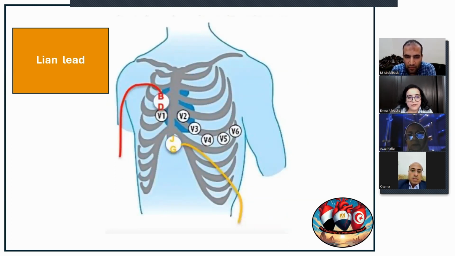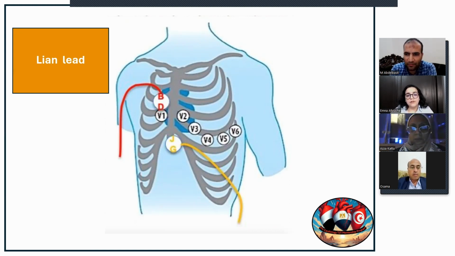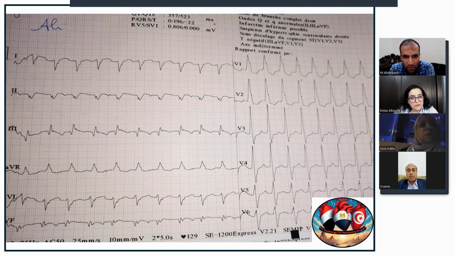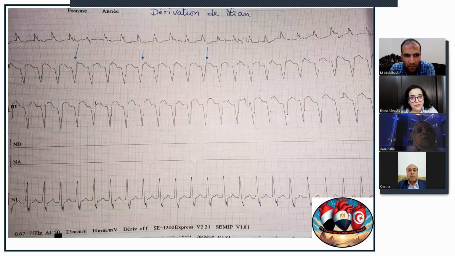There is another lead we can record, the Leon lead, and we are putting the lead of the left leg on the xiphoid or epigastric, and the lead of the right hand on the second or the third intercostal space. So utilizing limb leads to record the activity in the atria. Yes, this is an example of what you want to say here. Yes, this is wide complex tachycardia. The AV dissociation is not very clear, we can't distinguish it, but when we record the Leon lead, we can see these P waves, this dissociation, in lead 2.